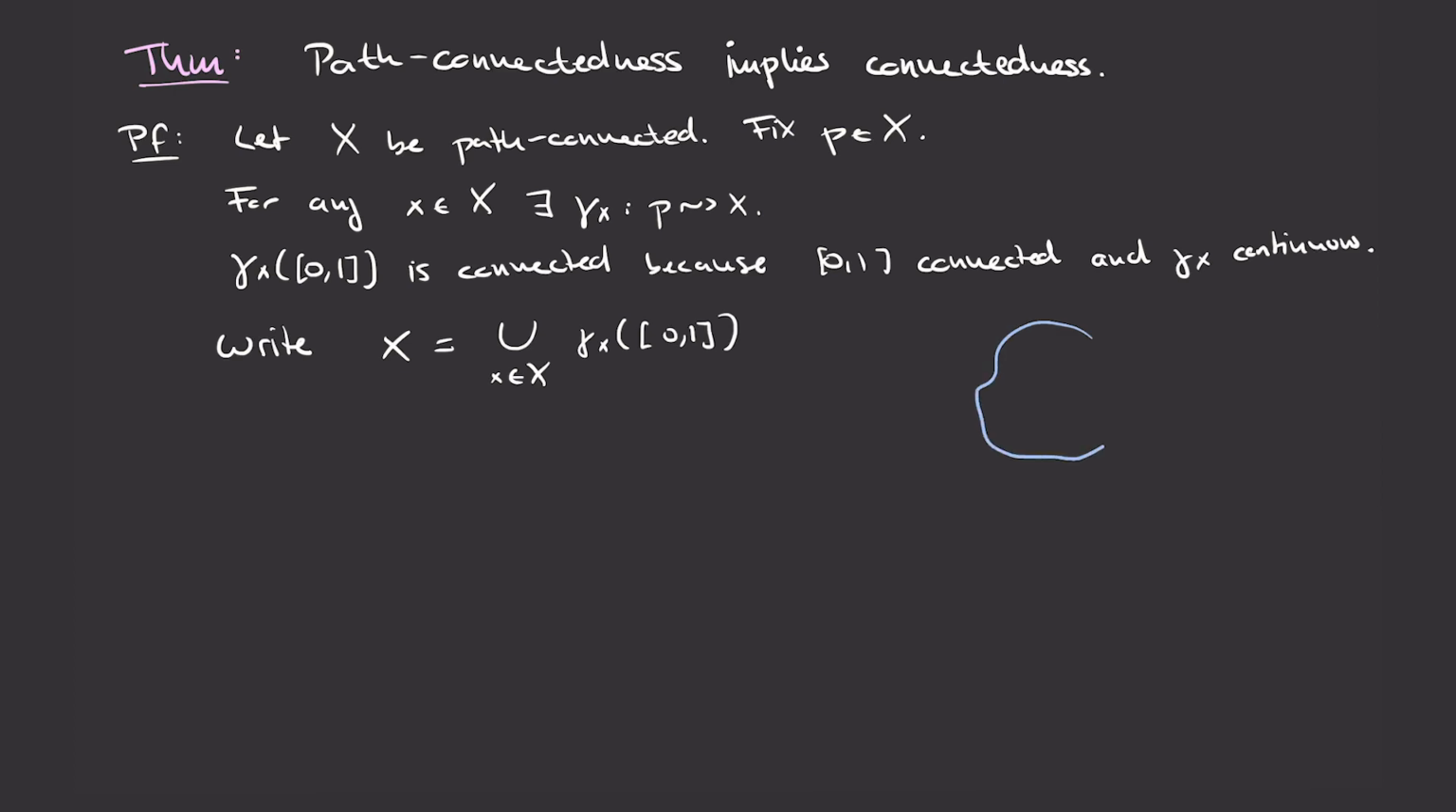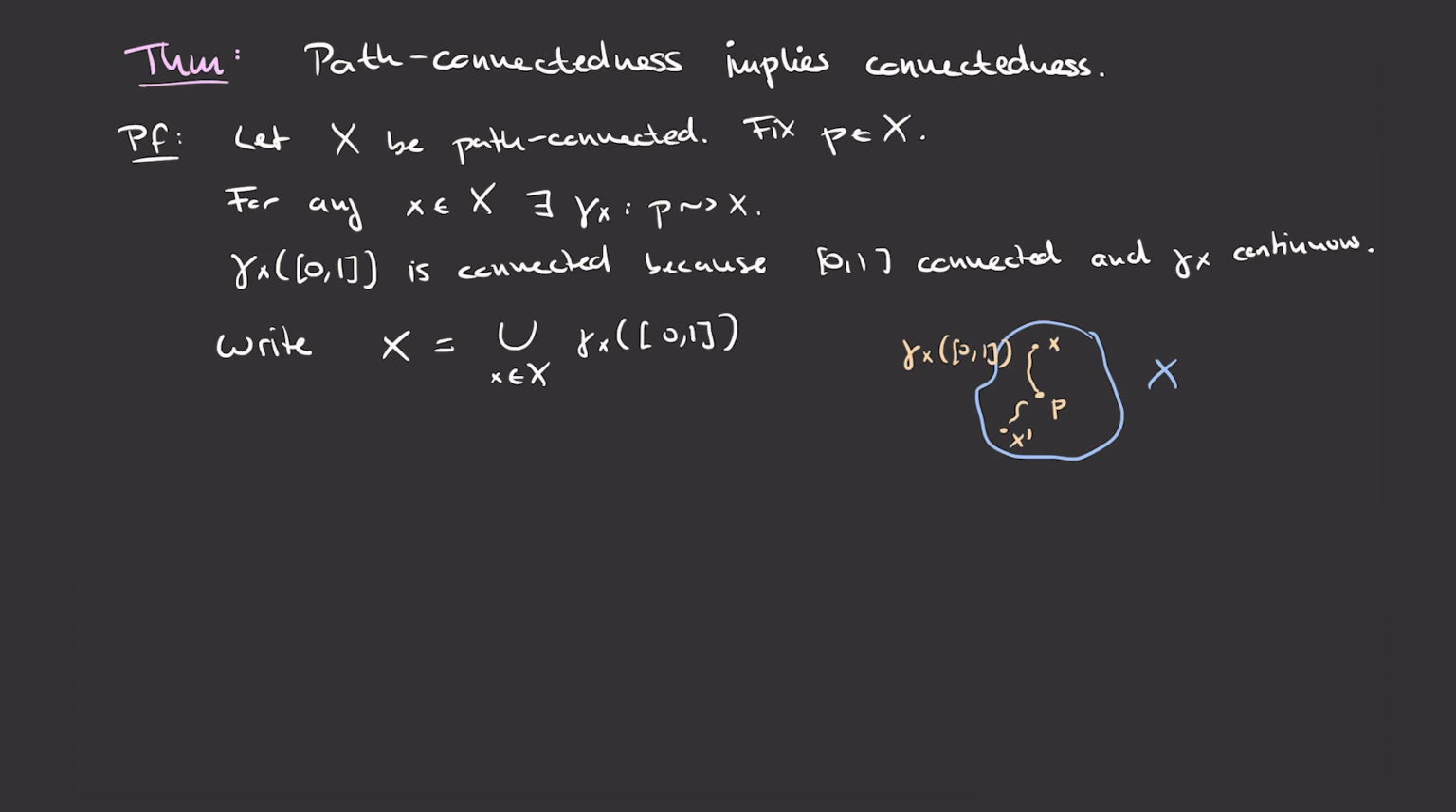So maybe a picture helps here. If our space X looks like so, and we have this point P here, and we're taking any point in X, and we're looking at this path going from P to x, and so this orange line here is what I'm denoting gamma x of the unit interval. And now if you union together all of the paths of this type for any point in the space X, well, then you'll recover the entire space.